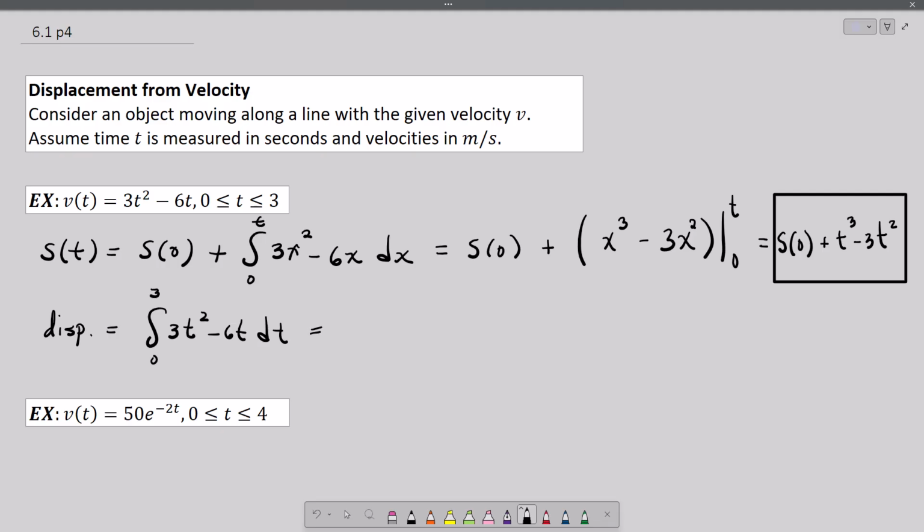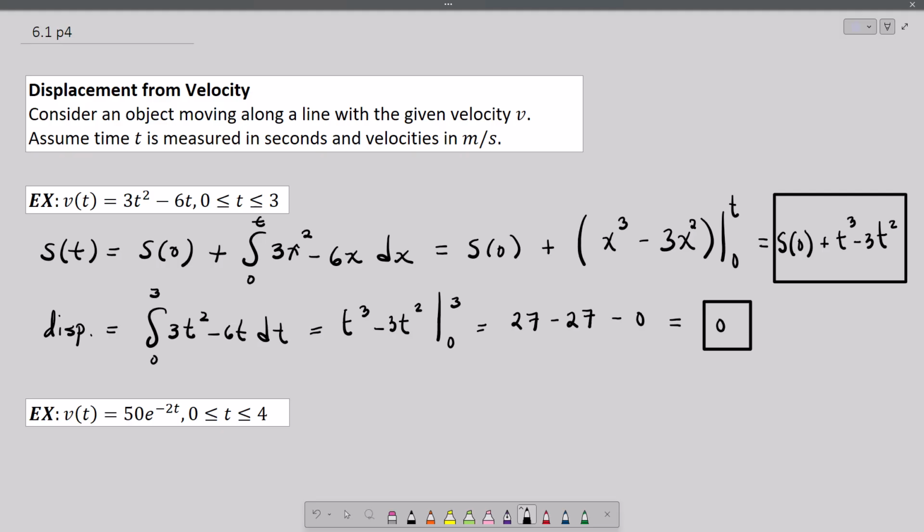OK, so same type of antiderivative. We add 1 to the exponent, divide by the new exponent, so we get t cubed. Add 1 to the exponent, giving us t squared. Divide by the 2, and we get a 3. And this would go 0 to 3. Plug in the 3, we get 27 minus 27. And then minus 0. So we would end up with 0 as our displacement.